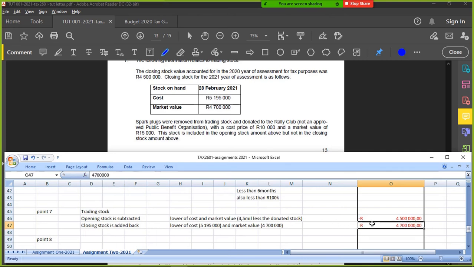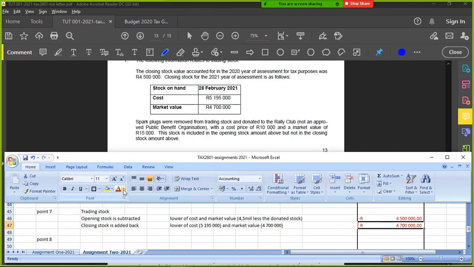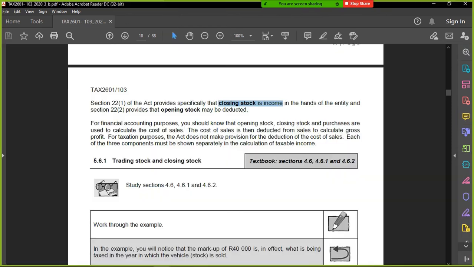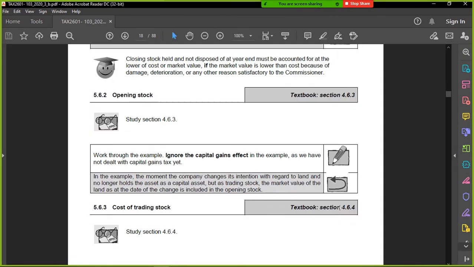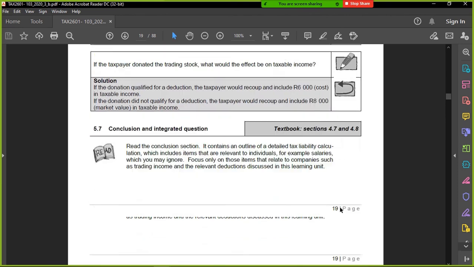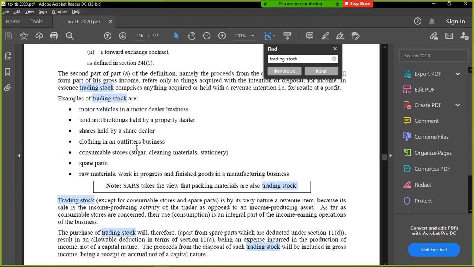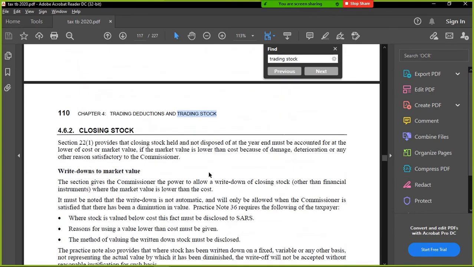This must be a plus, not a minus. So I need to take out the donated stock. The donated stock was 10 and 15. Again, we need to just confirm this. Go to the donated stock. Donations. Where's donations? Not here. So let's go to the donations.